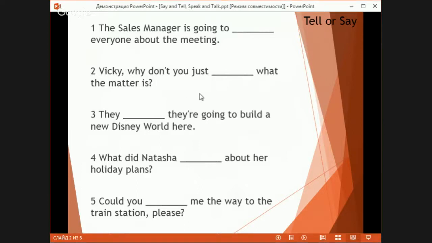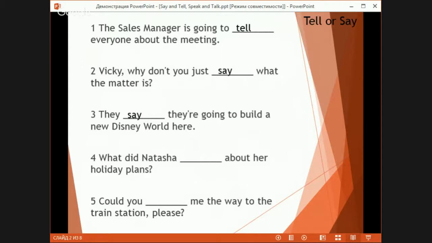Let's check. The sales manager is going to tell everyone about the meeting, like to inform everyone, let's say. Focus on information, message. Vicky, why don't you just say what the matter is? Words, we focus on words. They say they are going to build a Disney World here.